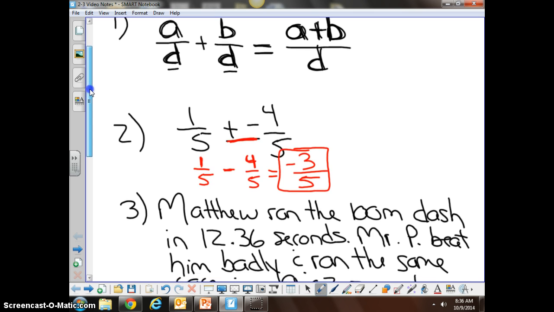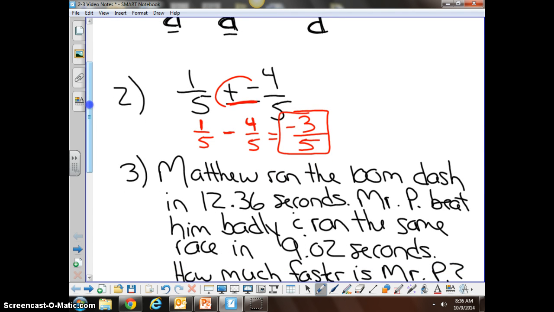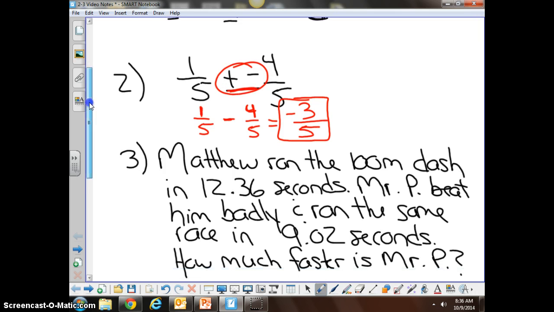Again, considering the property a over d plus b over d, since the denominators are the same, all we have to do is add the numerators. The only element to this one that I added was you have a plus and a minus. Back to chapter 1, you know that you have to change the sign.